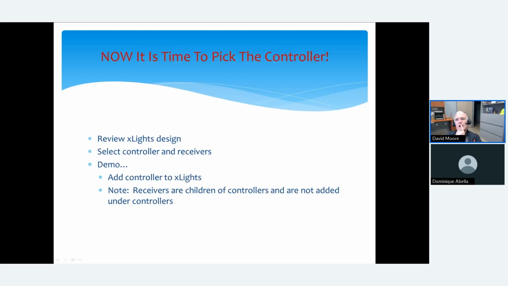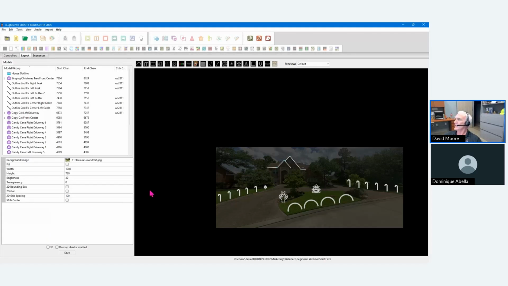Okay, now it's time to pick the controller, what we've been waiting for. So step 1, what we're going to do is select the controllers and receivers. So let's go ahead and pull up my xLights, and I've got my demo here, and I've got just kind of a simple display. It's on a very wide house over a large area, and so this will make for a somewhat complex display.